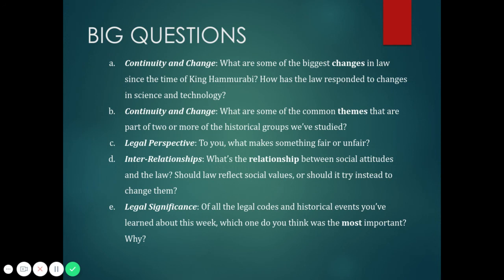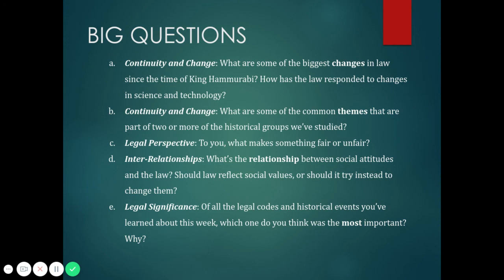If we were to go all the way back to the time of King Hammurabi and talk to him about what the world is like today, how much has changed and how much has stayed the same since King Hammurabi? You might look specifically at the issue of how the law has responded to changes in science and technology. We can also look at the issue of common themes that have emerged. Have you noticed that there are some things that all of these legal systems have in common, or maybe that 2 or more of the historical groups have in common?